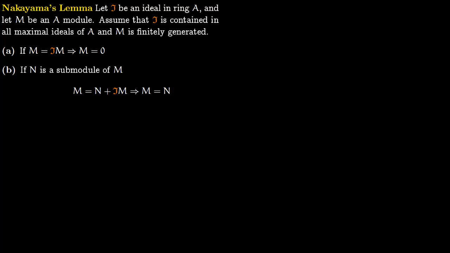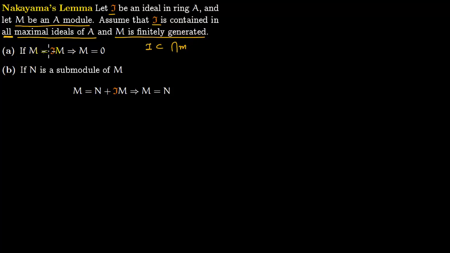In this lecture we want to prove Nakayama's lemma, and this is very important. It shows up again and again. So let I be an ideal in some ring A and say M is an A module, and assume that I is contained in all maximal ideals of A. This condition is generally written as I is contained in the intersection of all maximal ideals of A, and say M is finitely generated.